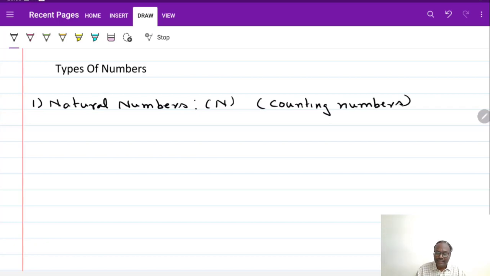These numbers are written like 1, 2, 3, 4, and so on. If you observe this set, it has an infinite number of elements. So we call this set an infinite set. It starts with 1: 1, 2, 3, 4, and so on. The natural number set is also called counting numbers. Next, the second is whole numbers.